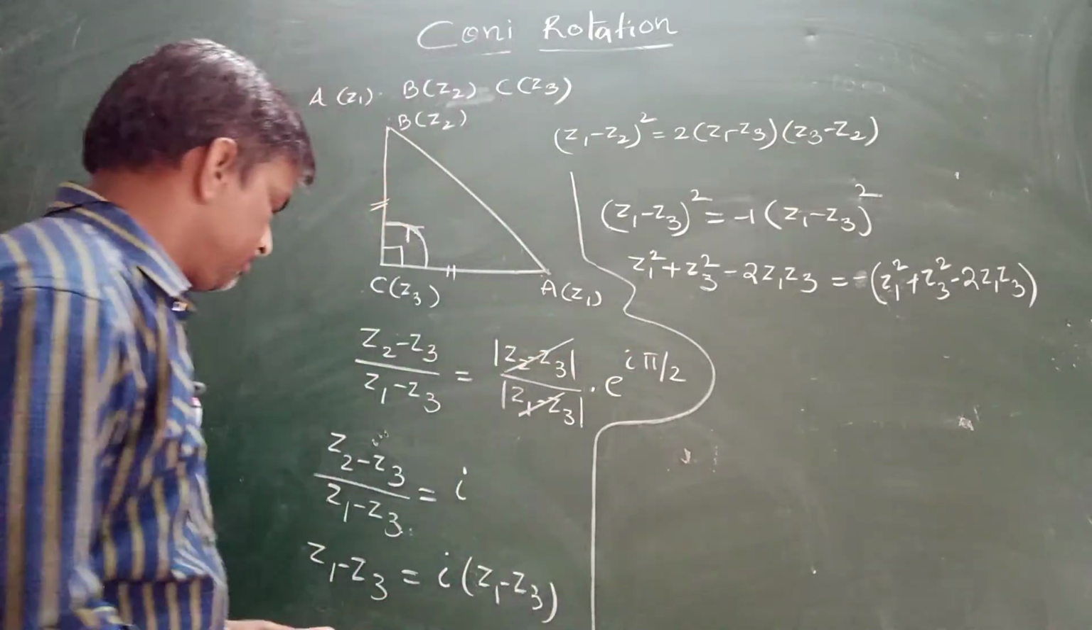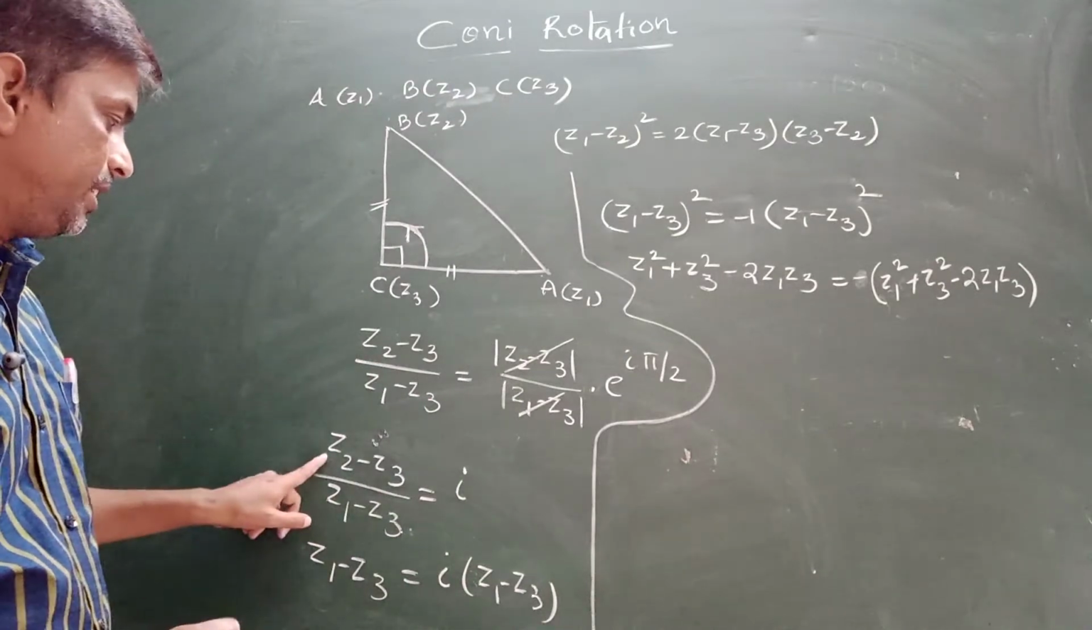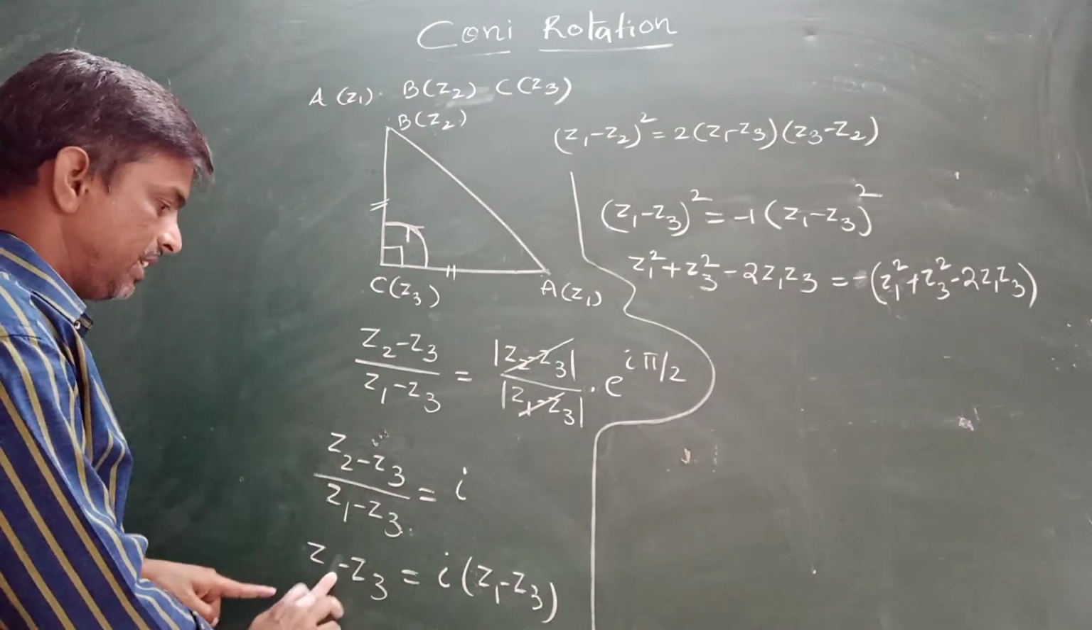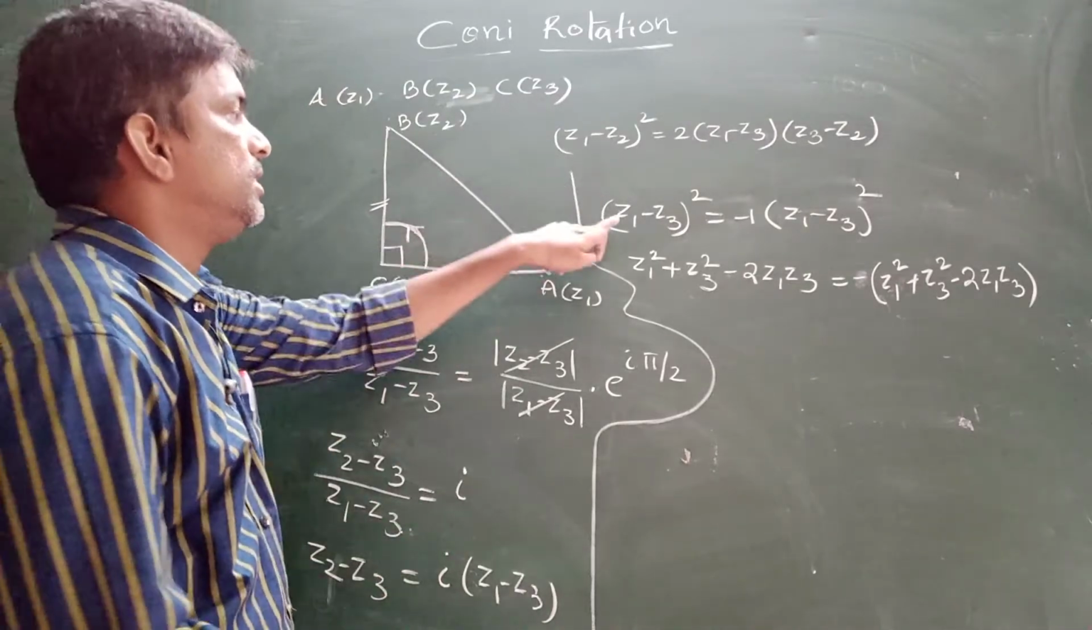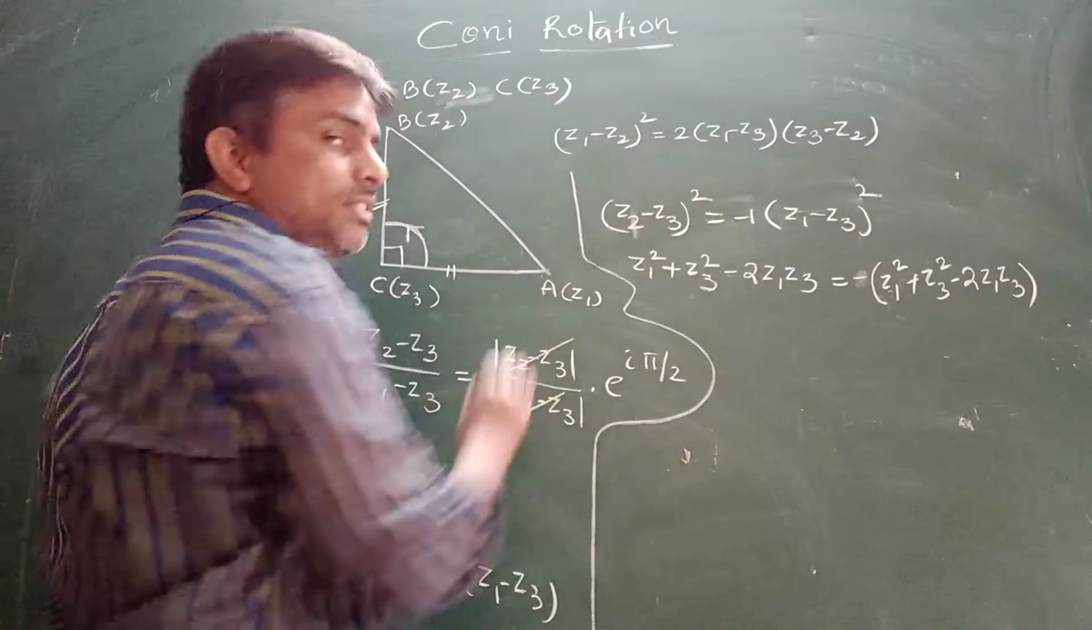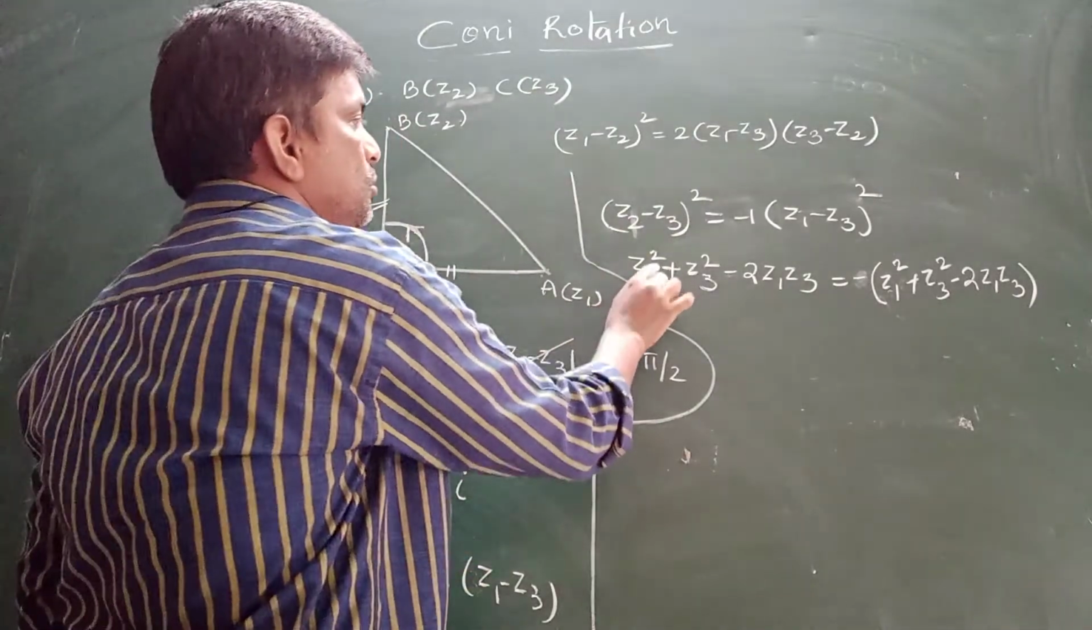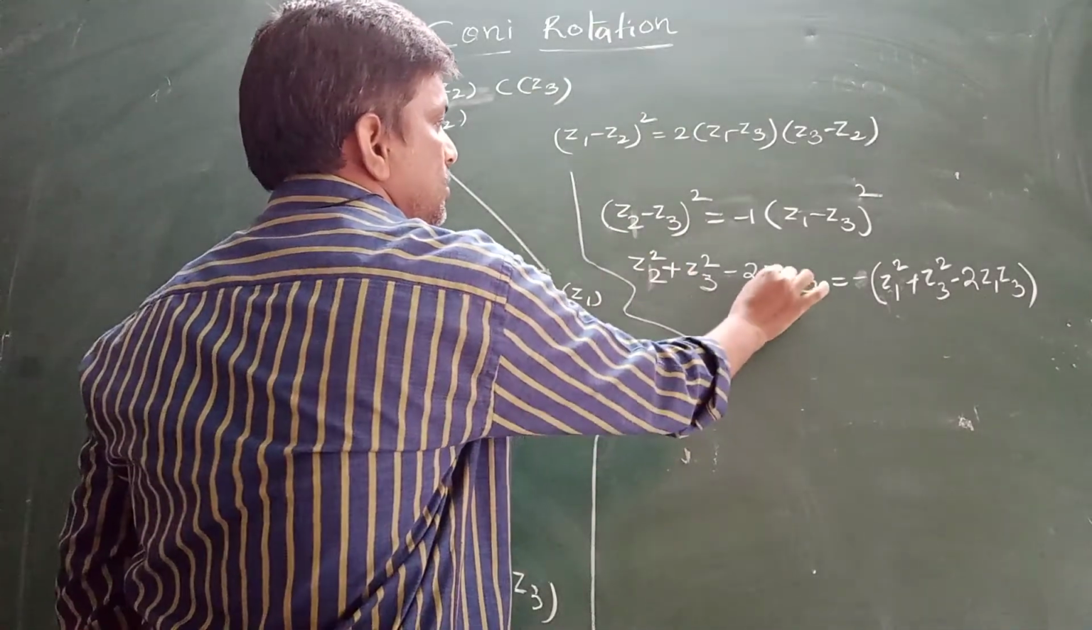Z1, Z2. Sorry, here is a mistake. Z2 minus Z3. Z2 minus Z3. This is Z2 minus Z3, right? Okay. And this is Z2 square. And this is Z2, Z3.